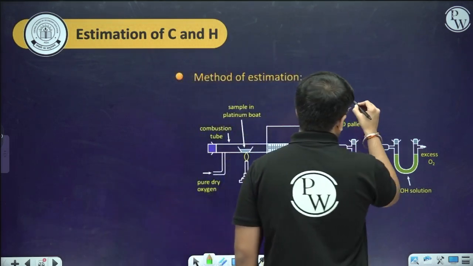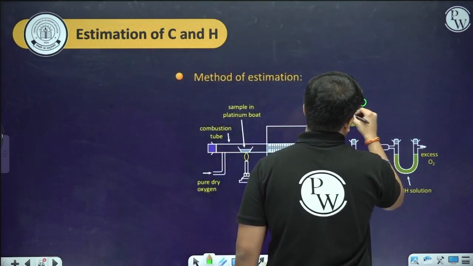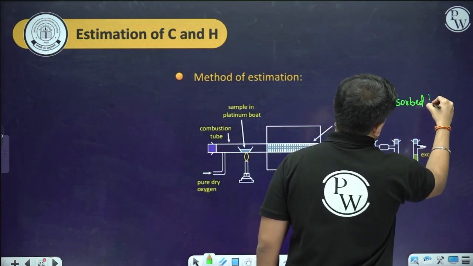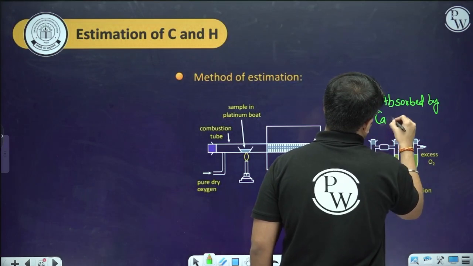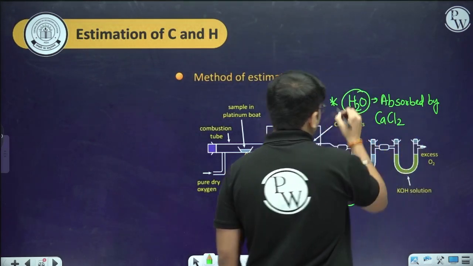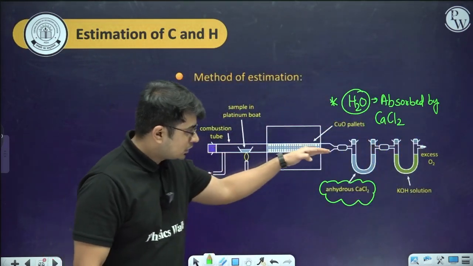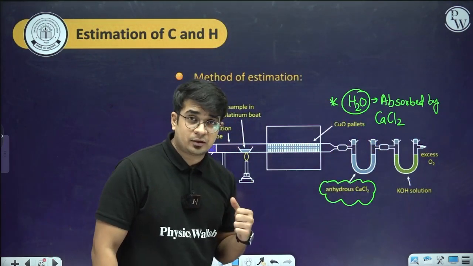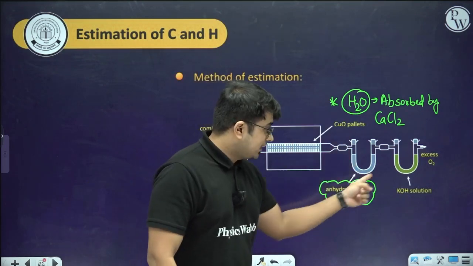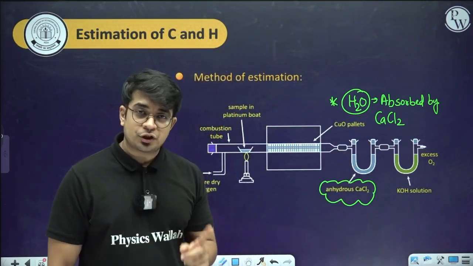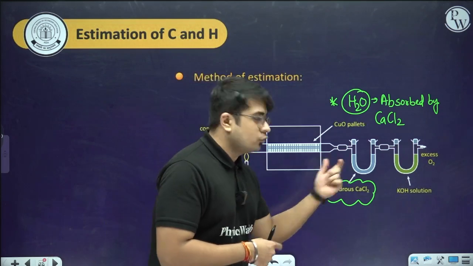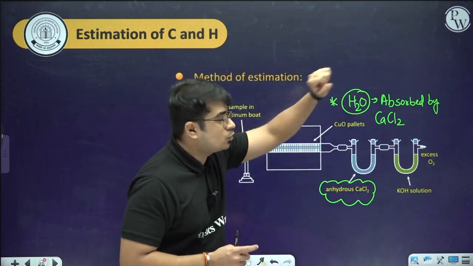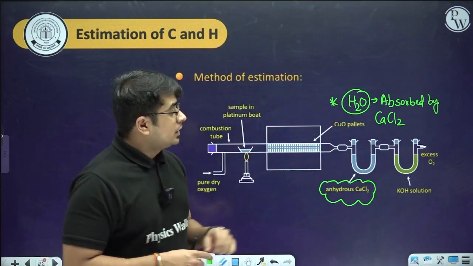If water is produced, it is absorbed by the anhydrous CaCl2, which has more affinity with water. So the weight of this U-shaped tube is going to change. After the experiment, you have to weigh it. Whatever difference you have between the initial and final weight must be the amount of H2O absorbed.